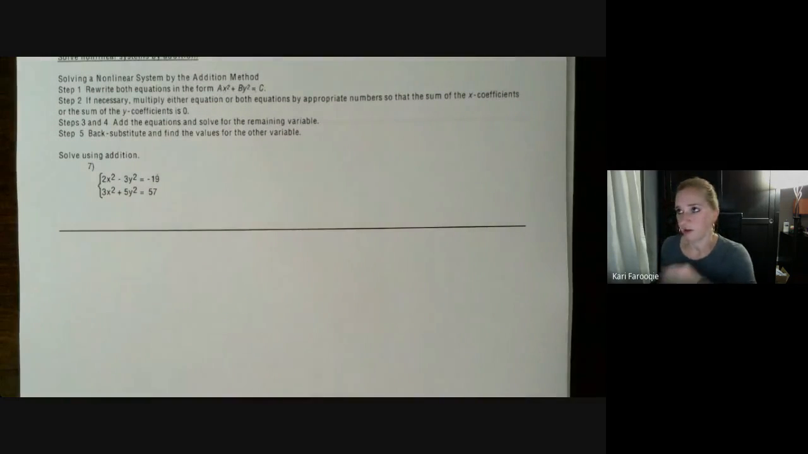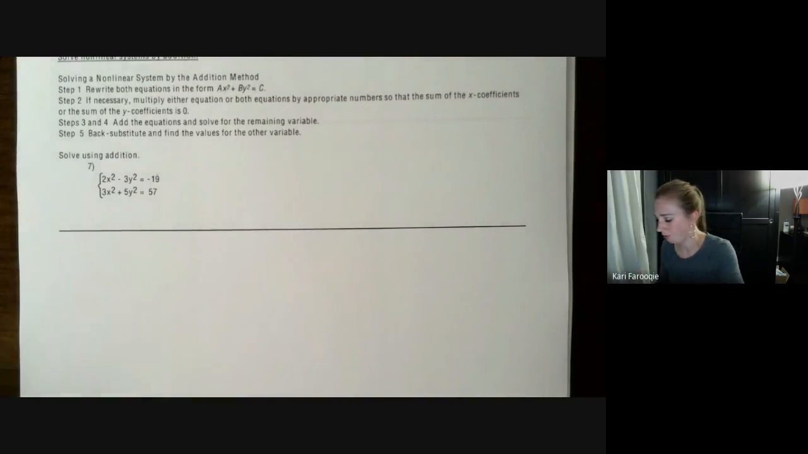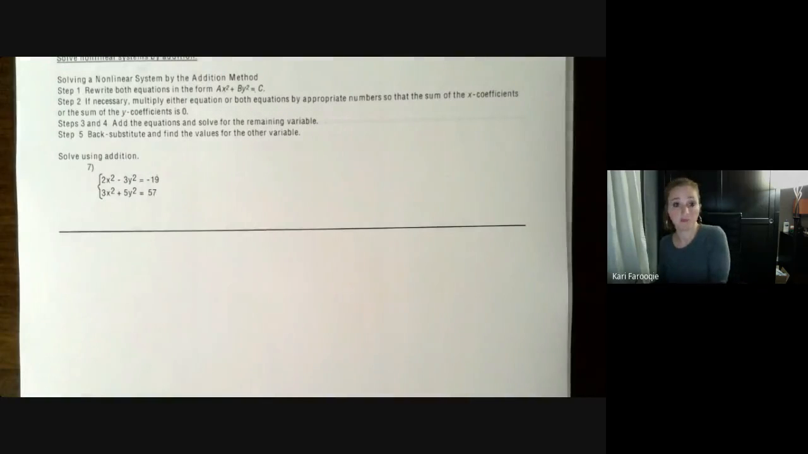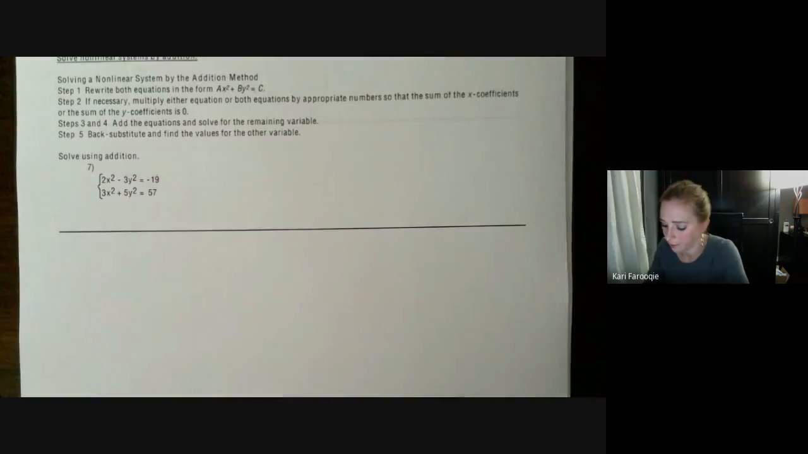The most important thing is knowing when to use which method here, because like I said, you cannot just pick one at will. In some cases, one's going to be much easier than the other, and sometimes you won't be able to do one versus the other.